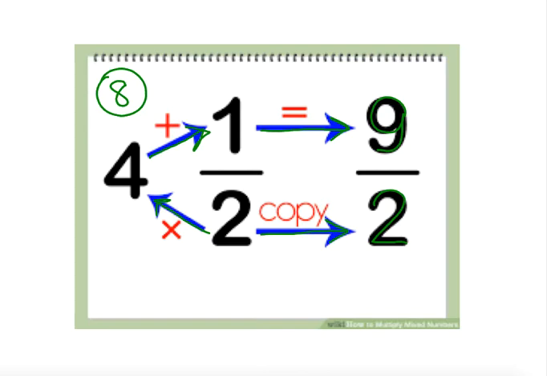4 and 1/2 is the mixed number. 9/2 is the improper fraction. So we have changed a mixed number into an improper fraction.